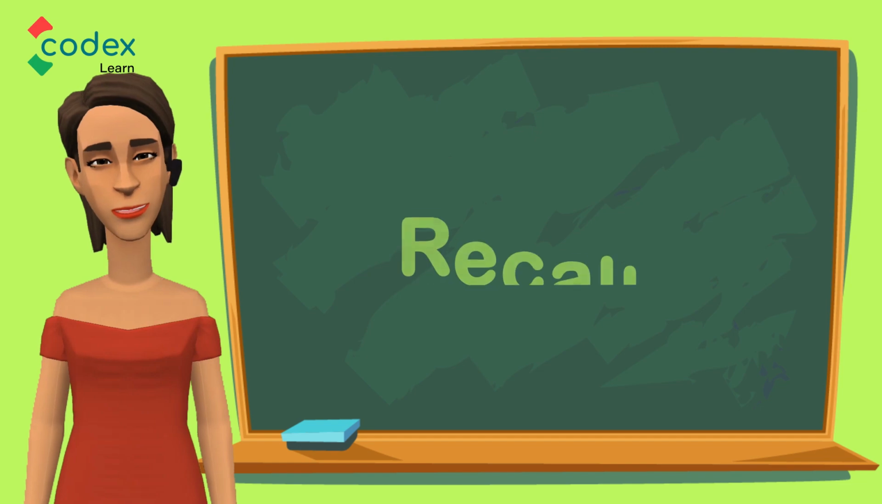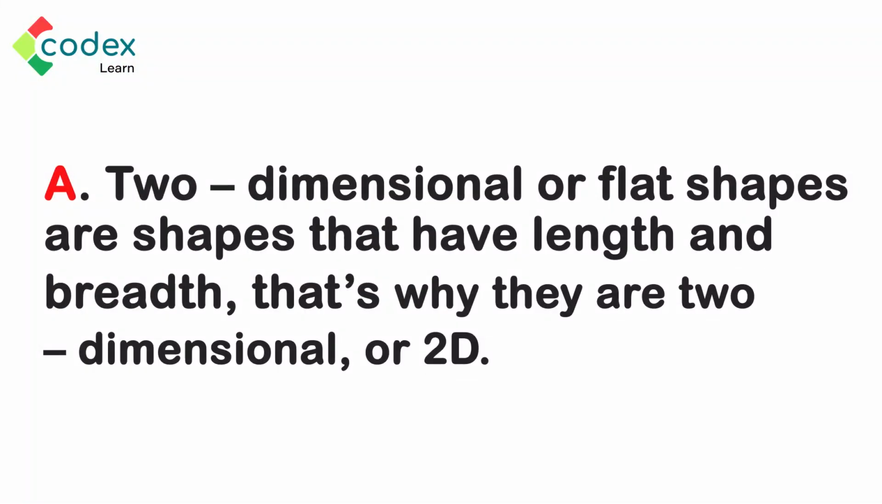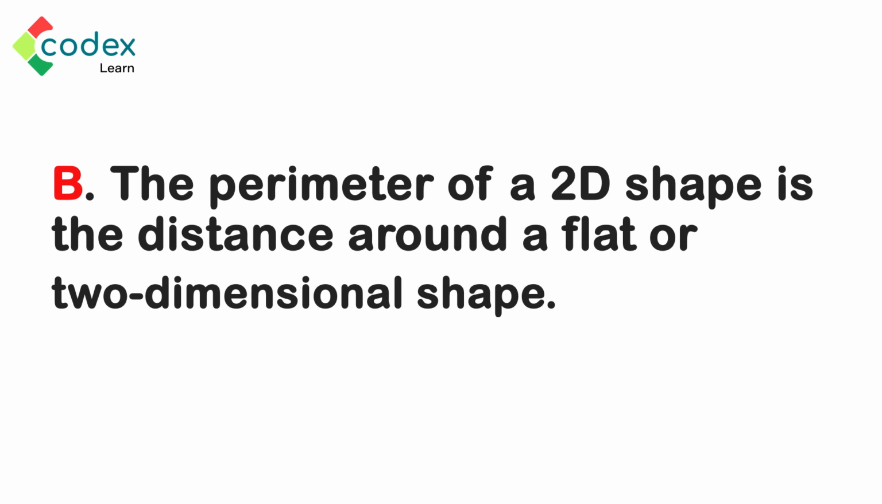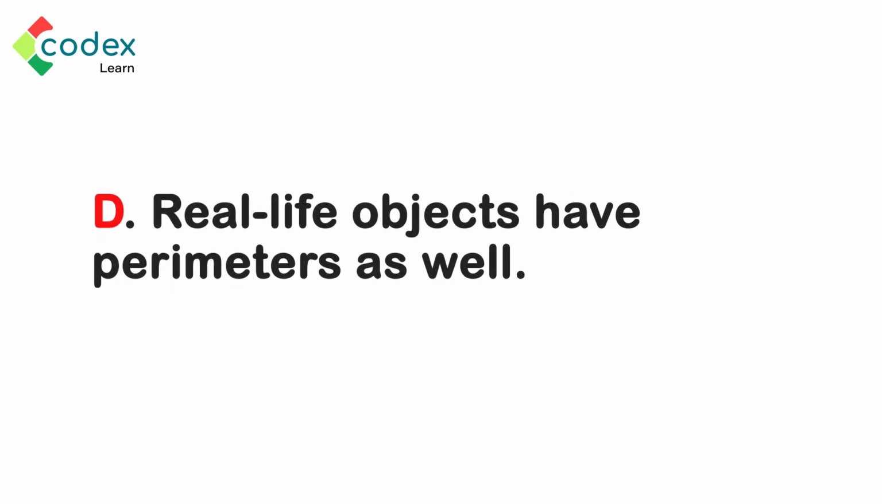Now, some of the things we have learnt. A. Two-dimensional or flat shapes are shapes that have length and breadth. That's why they are two-dimensional or 2D. B. The perimeter of a 2D shape is the distance around the flat or two-dimensional shape. C. Distance means the space between 2 points. D. Real-life objects have perimeters as well.